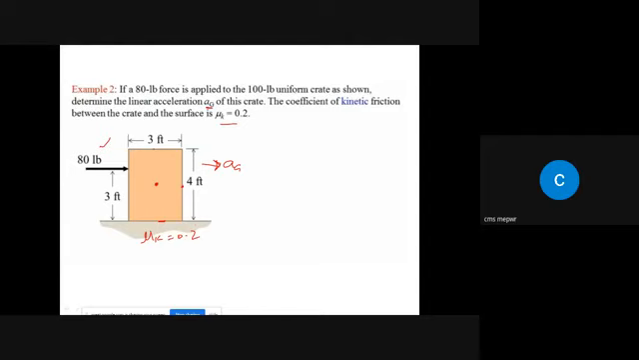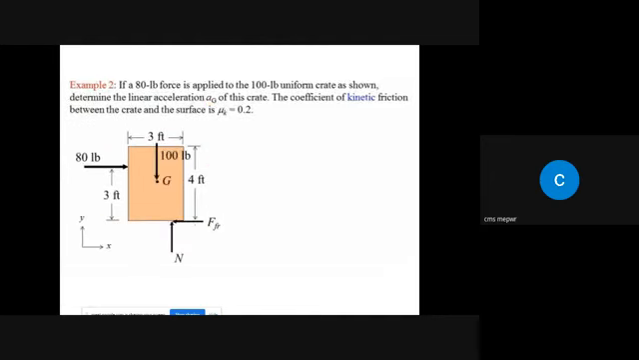So the first step will definitely be to draw the free body diagram. Okay, so we draw the free body diagram, and definitely at mass center G, the weight will act, which is 100 lb, acting downward. Then the reaction from the surface, which would be normal to the surface. And if it is moving forward in this direction, the friction reaction force will be opposite. This is basically the reaction force.